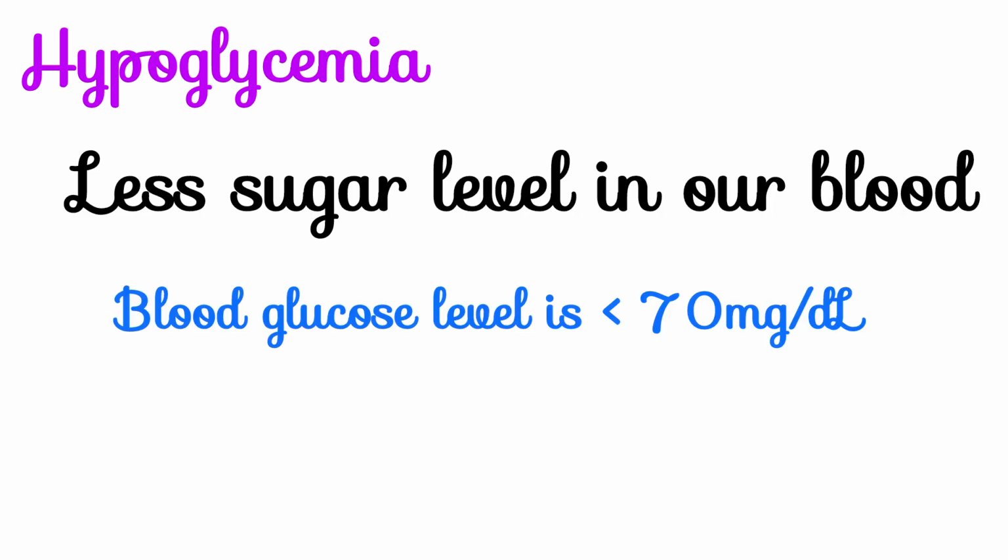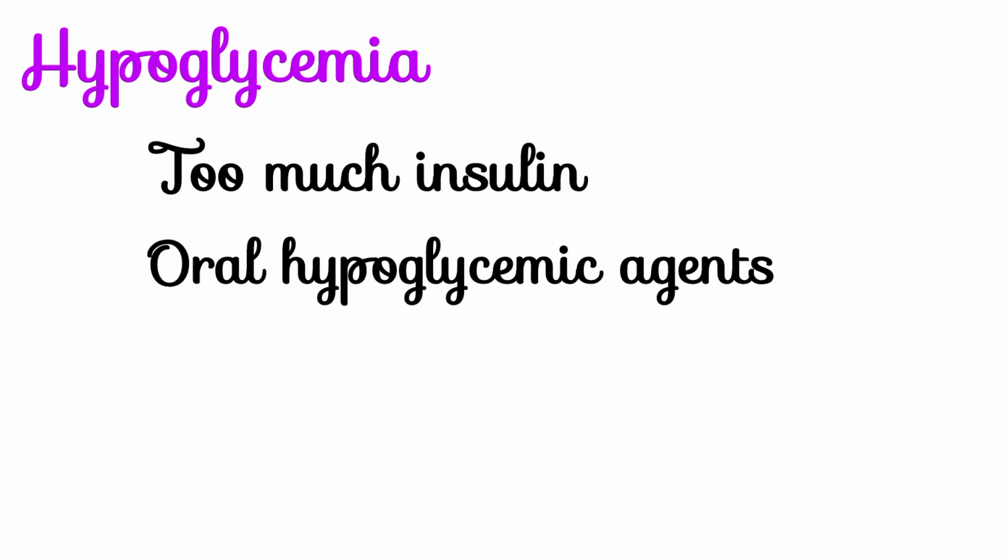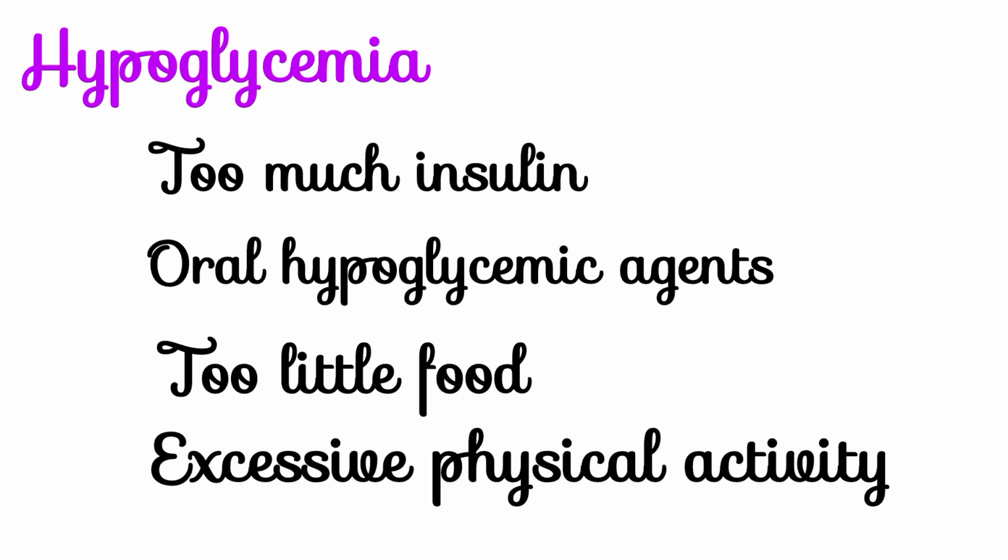In acute complications, we see hypoglycemia. It means a low sugar level in our blood, a blood glucose level less than 70 milligram per deciliter. Severe hypoglycemia occurs when blood glucose level goes below 40 milligram per deciliter. This hypoglycemia occurs when there is too much insulin or oral hypoglycemic agents, too little food, or excessive physical activity.